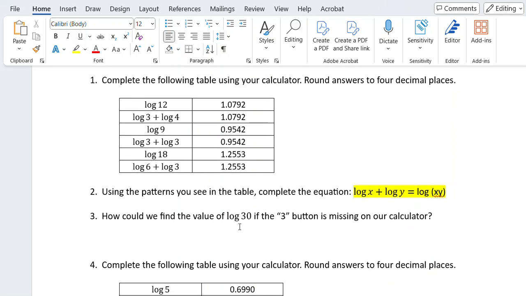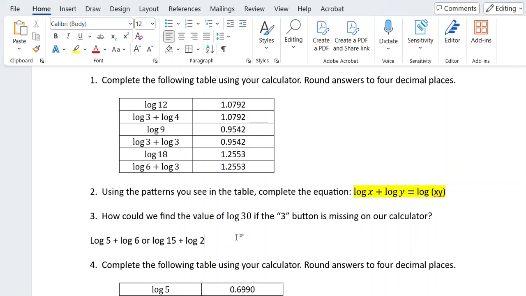So if I want to find the value of log of 30 and the 3 button is missing on our calculator, I could think about how I could make log of 30 out of two other logs that are added together. Well, I could use log of 5 plus log of 6, because 6 times 5 is 30. Or I could do log of 15 plus log of 2, because 15 times 2 is 30.